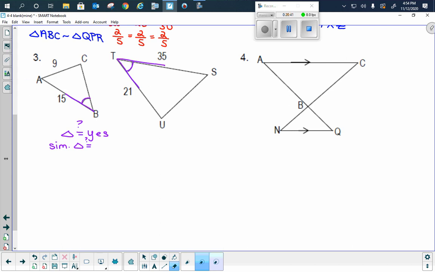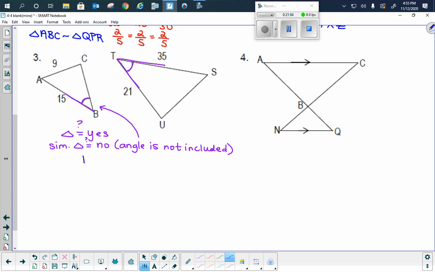All right, so right off the bat, that one fails. So similar triangle, you're going to be saying no, right? You're going to be saying the angle is not included. That's what that definition means. And we're talking about that one right there. That's the one that fails. Therefore, your answer is not similar.